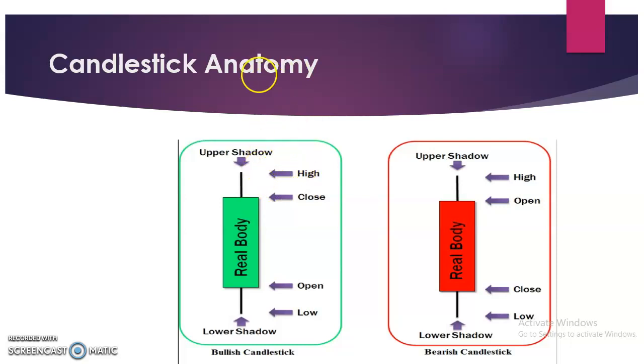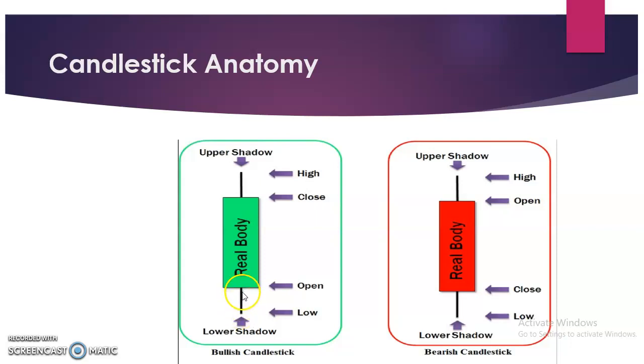Now, this shaded part is what we call the real body, right? And this one you call the shadow. You can call it shadow, you can call it wick. This is your upper wick or upper shadow. You can also have this as the lower shadow or lower wick.